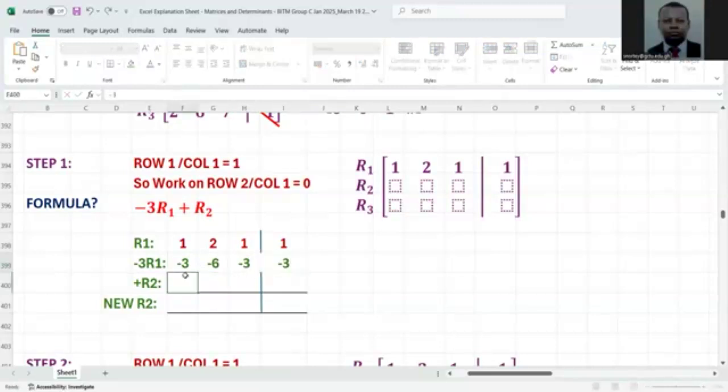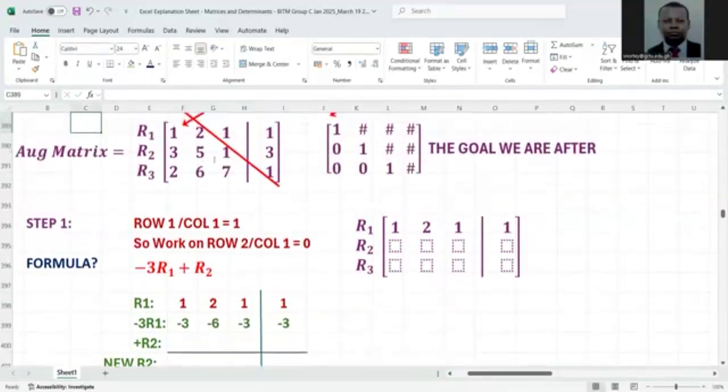Now we are going to add these values here to row 2. What is the value of my row? The values of row 2 is 3, 5, 1, 3. So 3, 5 here, 1 here, and then 3.